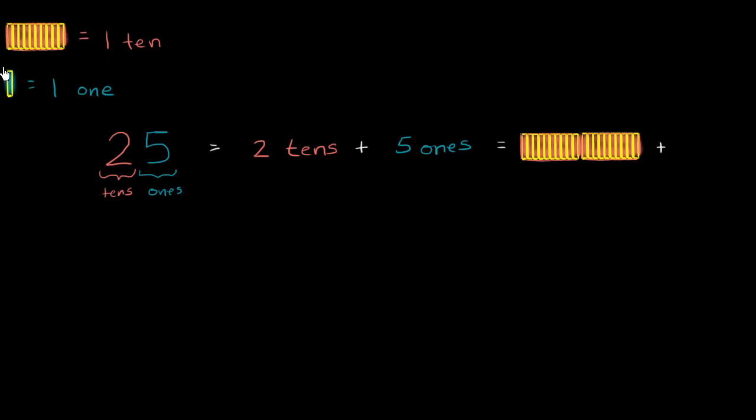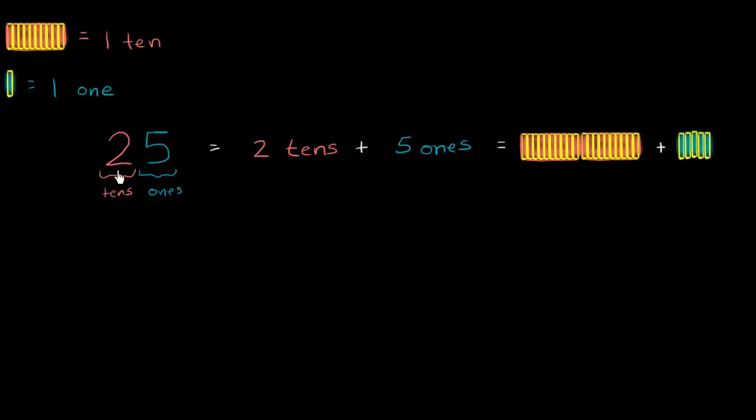Well, if this is a 1 right over here, and I'm just representing it as one vertical bar, 5 ones are going to look like, we're going to have 1, 2, I think you see where this is going, 3, 4, and 5. And so these are all different ways of representing the same quantity.